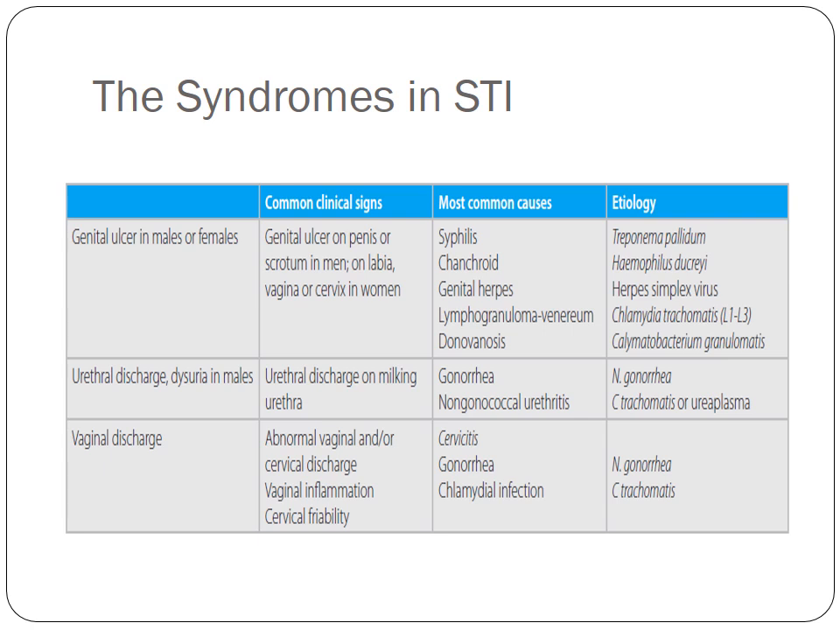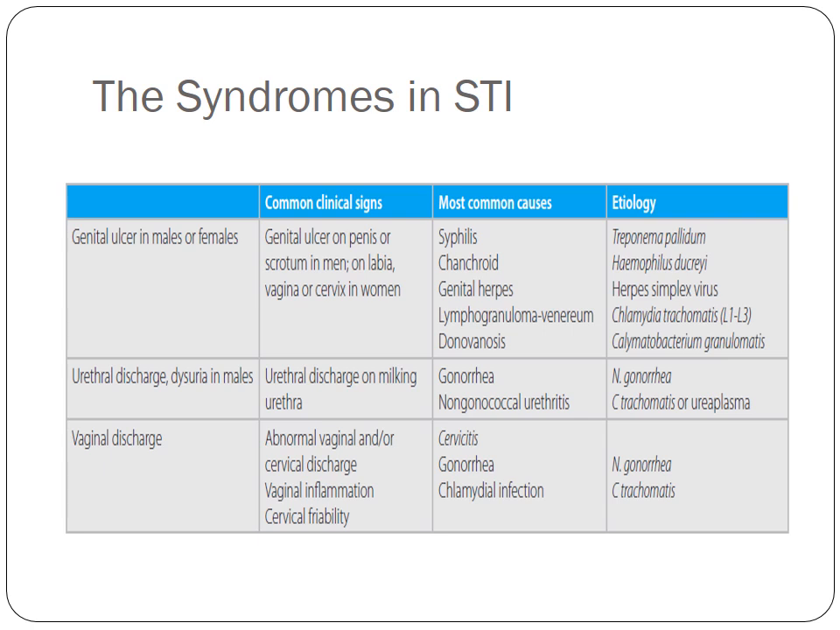The second syndrome or symptom can be urethral discharge or dysuria in males, and the common clinical sign observed along with these symptoms can be urethral discharge on milking the urethra. The most common cause responsible for this kind of syndrome is gonorrhea or non-gonococcal urethritis, and the probable etiological agents are N. gonorrhoeae, Chlamydia trachomatis, or ureaplasma.